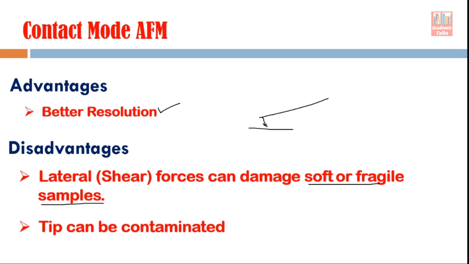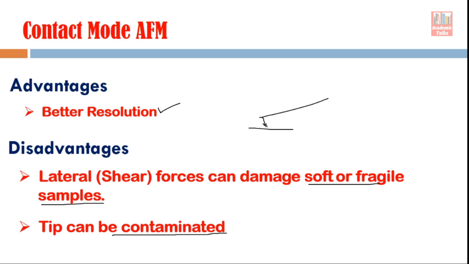So that is one disadvantage of this contact mode. The second disadvantage is that the tip can be contaminated also, because I told you this tip is very close to the sample, and if there is any dust particle or any soft material, that may get attached to the tip, and once it is attached it may remain attached to the tip forever, right? So that way the tip is contaminated.